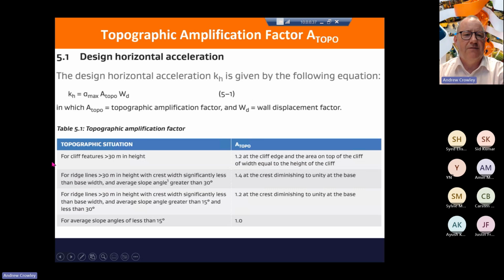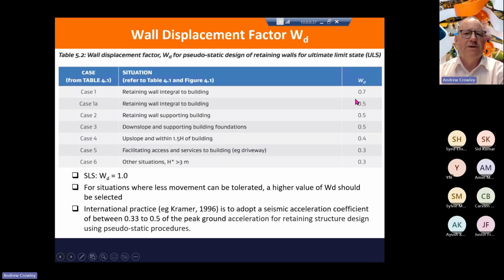But generally, they've given a nice table in the guidance, and you can use one of these values. For slopes less than 15 degrees, A topo works out as 1 anyway. If you're on a cliff edge, then you're looking at a 1.2 amplification factor. The wall displacement factor, WD, is given in table 5.2 in the guidelines. And so that tends to refer to the type of situation you're in. So remember our 6 cases, we've got 6 values of WD.